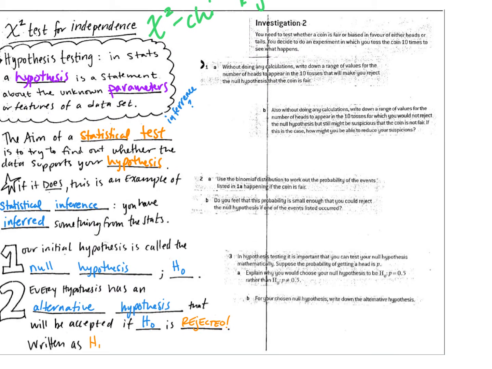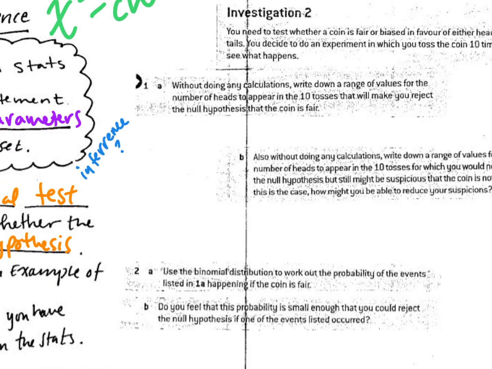It's about a coin. Surprise, surprise. You're tossing it 10 times, so it's your trial size, and it's talking about a fair coin. Without any calculations, use the logic, and write down a range of values for the number of heads to appear in 10 tosses that will make you reject the null hypothesis.